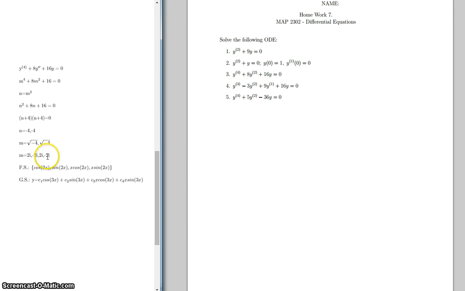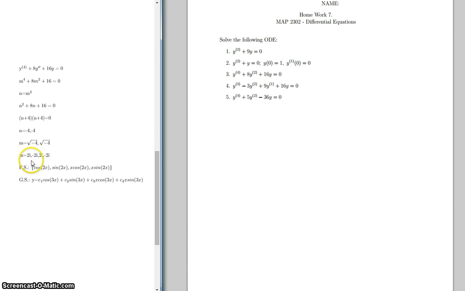repeating one time. So for our fundamental set of solutions, we already know how to deal with imaginary or complex roots, but when they're repeating, we then multiply e to the power of alpha times cosine beta x by x one time per repetition of the root.